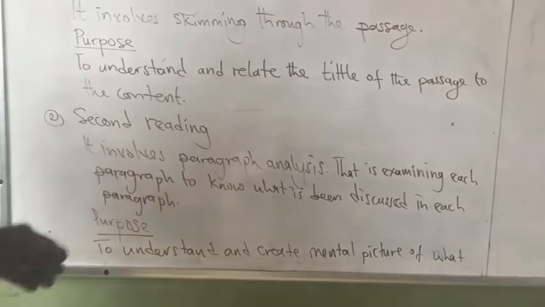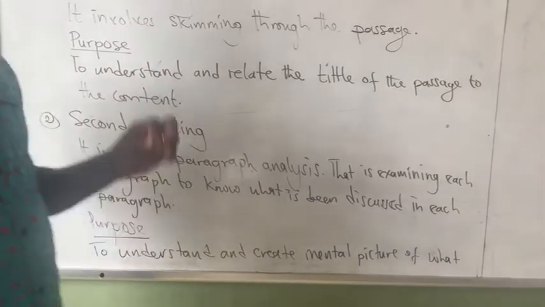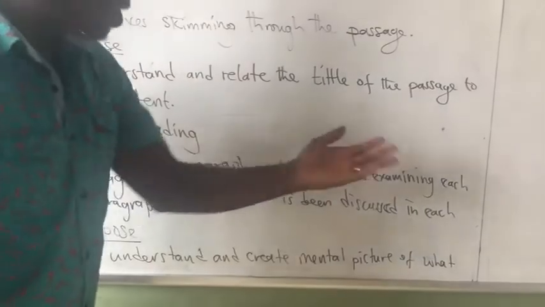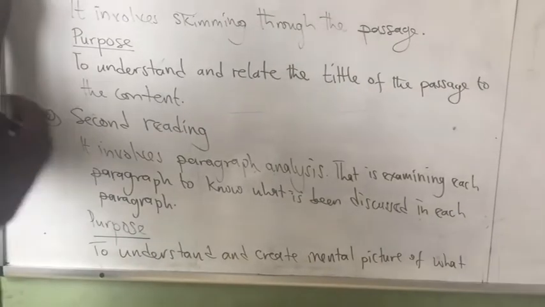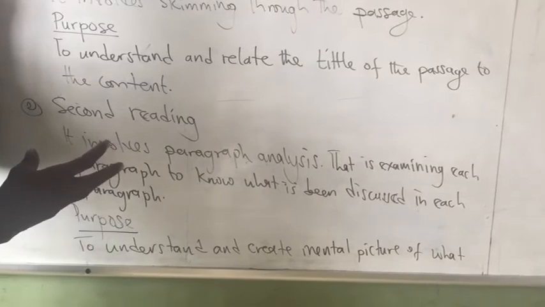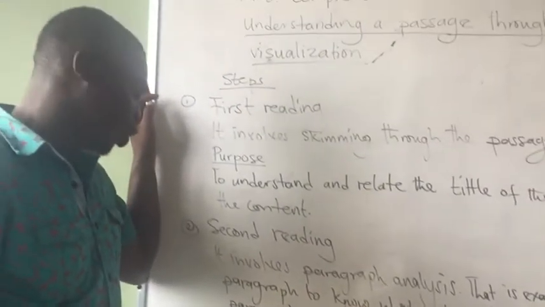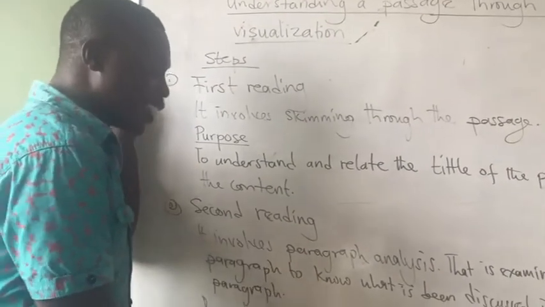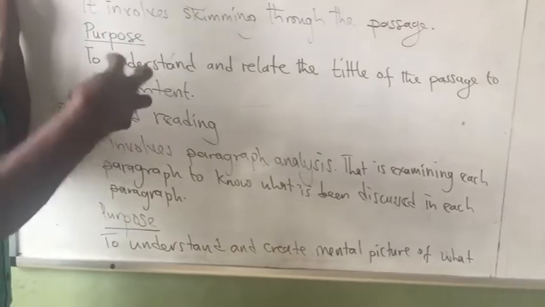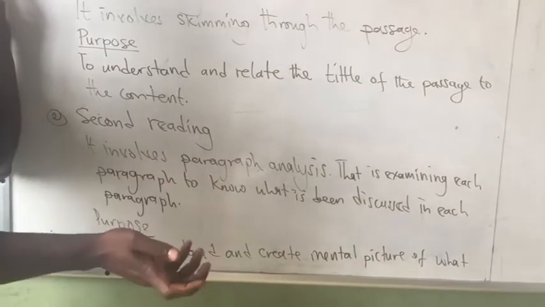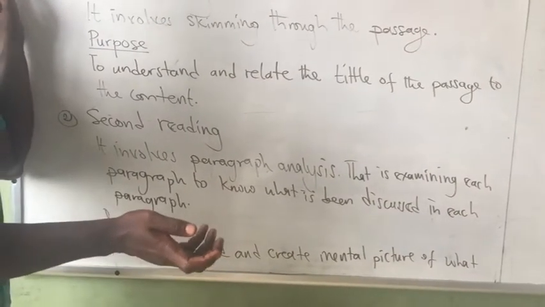In the second reading, you do what we call paragraph analysis. And paragraph analysis is where you examine each paragraph to know what is being discussed in each paragraph. And this is where you do your mental visualization. Whilst you are doing the paragraph analysis, you must create a mental picture of what is being described in each paragraph. That is what you do.